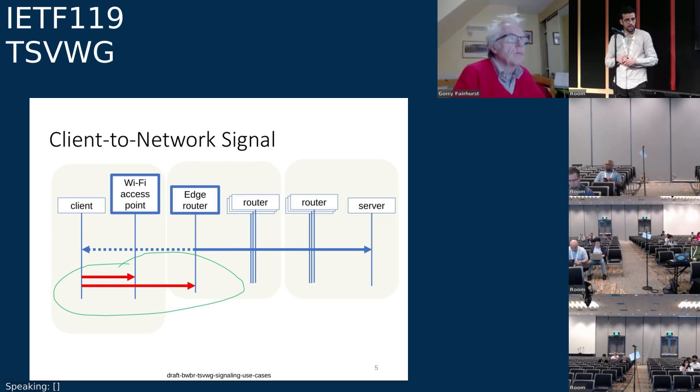So this is just the example of the signal which will happen. It will happen between the elements that will represent the bottleneck. Next slide, please.